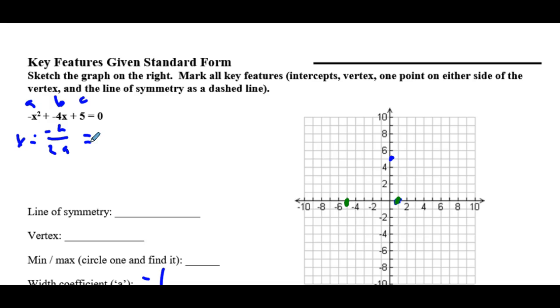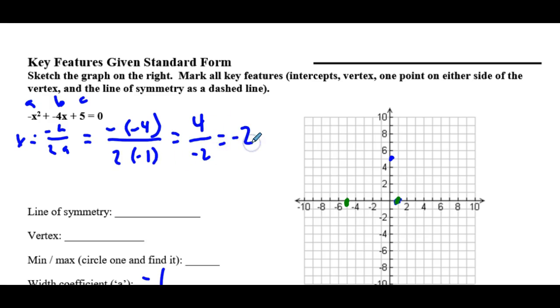So negative 4 over 2 times negative 1. Negative 4 is positive 4. 2 times negative 1 is negative 2. And 4 divided by negative 2 is negative 2. That means our line of symmetry is x equals negative 2. And so if I were to graph that, I could do a dashed line at x equals negative 2, just to help me see my symmetry.